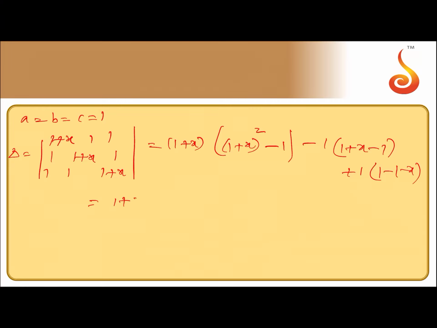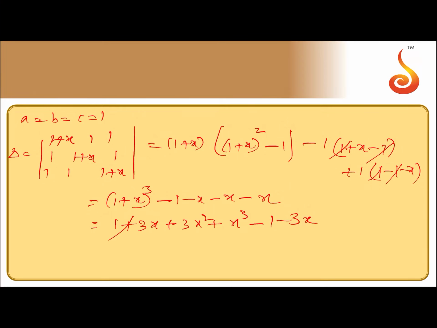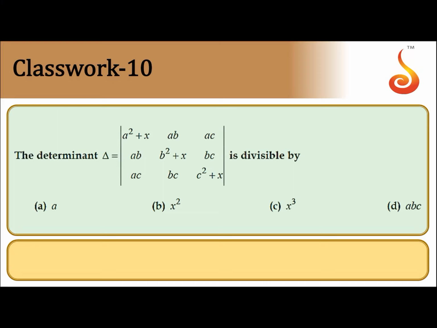And of course, that is equals to 1 plus x taken whole cube minus 1 minus x, and this is minus x and minus x. When you expand this one, 1 plus x whole cube, so 1 plus 3x plus 3x square plus x cube minus 1 minus 3x. 1 and 3x get cancelled. I think we'll be getting x square multiplied by 3 plus x. So it is a multiple of x square. So therefore it is divisible by x square only, not x cube. So the answer is divisible by x square.